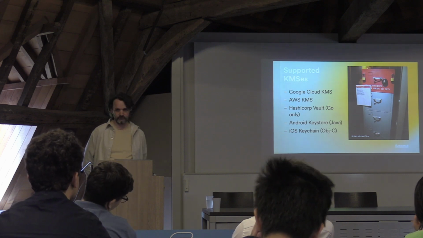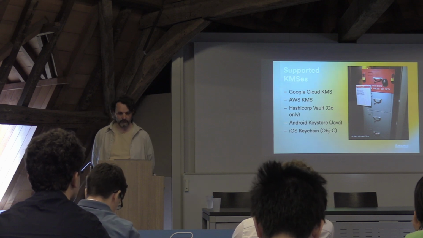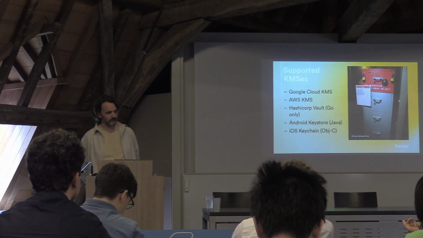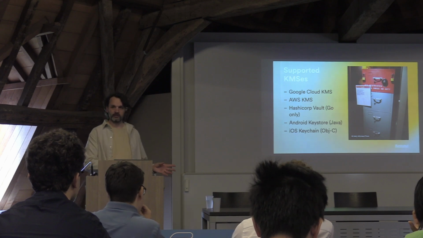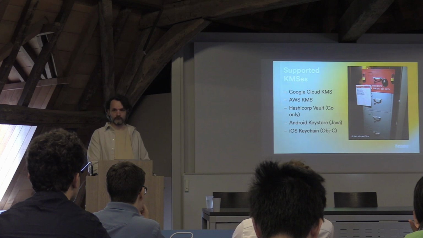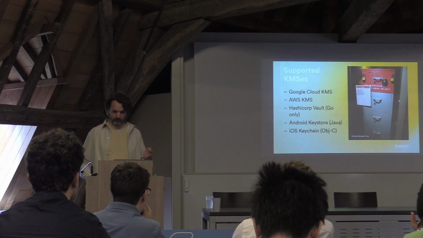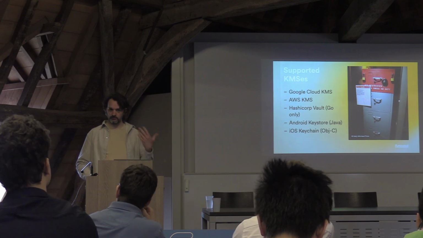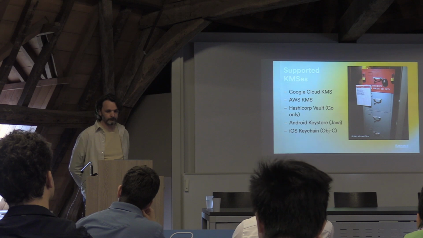And Tink also runs on mobile devices. So the Java version runs on Android, and the Objective-C version will run on iOS. And on those platforms, it will use the device's local secure keychain or key store to store keys. So you can have things on your phone where you've got to do Touch ID or Face ID to unlock those keys and then use them. So you've got extra levels of security there.